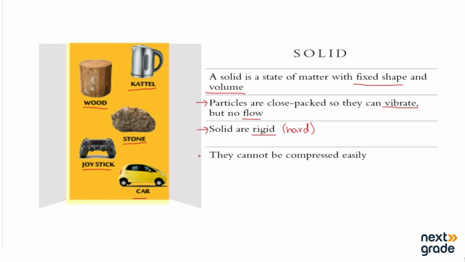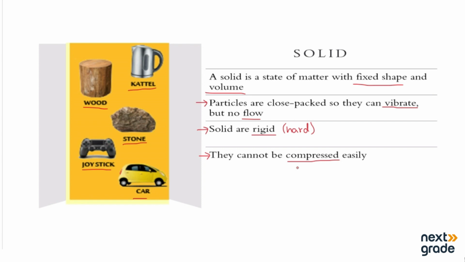The fourth property of the solid is they cannot be compressed easily. ठीक है, compressed मतलब आप उसकी shape को change नहीं कर सकते easily. Alright, it can be changed but वो इतनी easily नहीं होती. You have to apply a lot of pressure and force in order to change the shape of a solid.